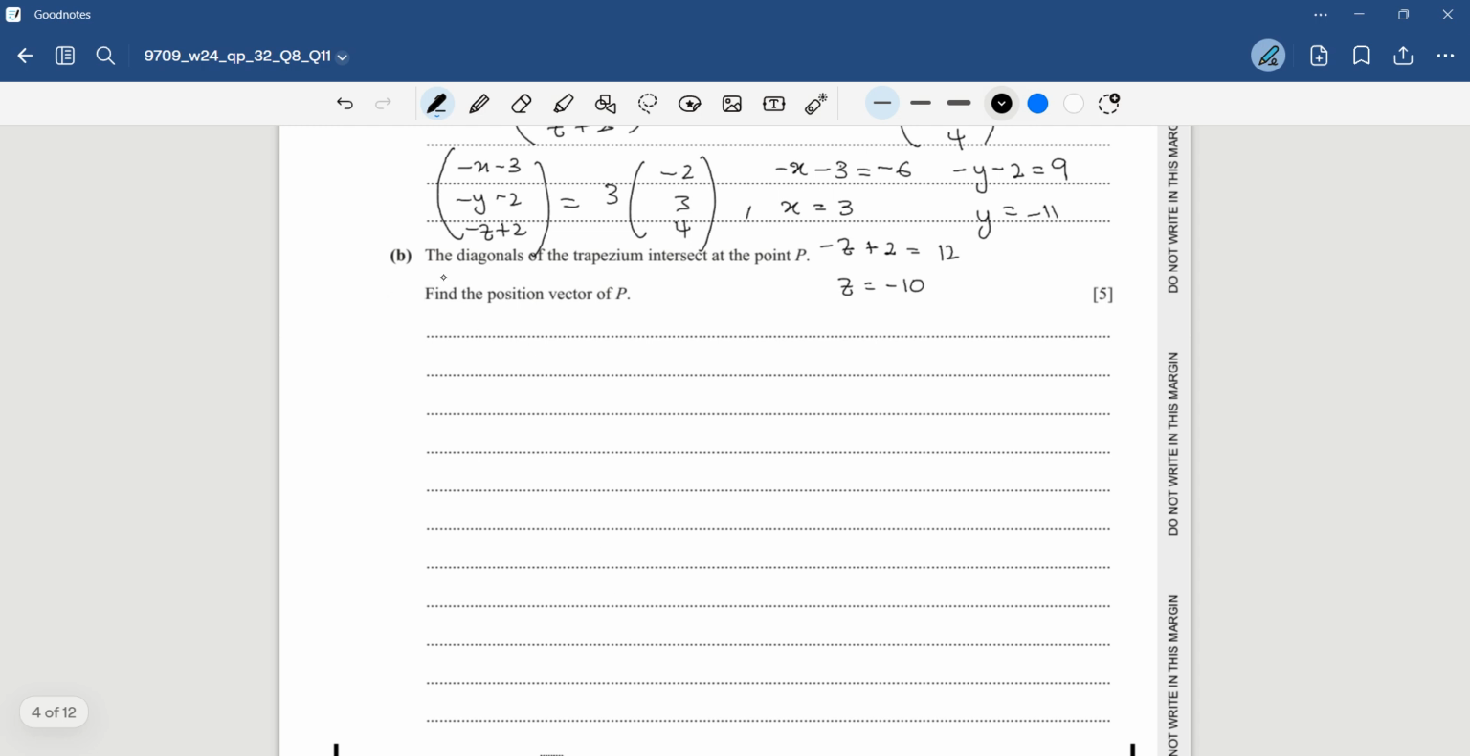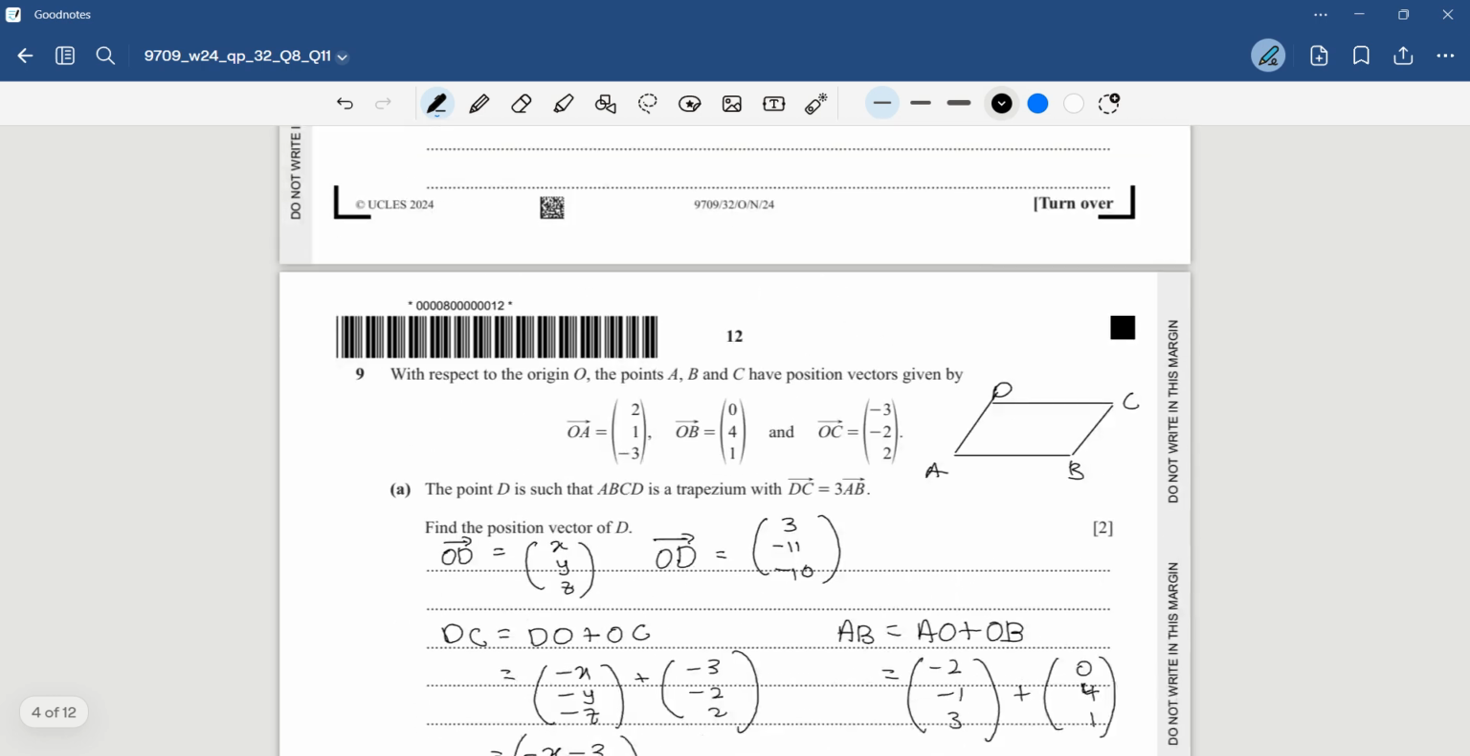Okay, the diagonals of the trapezium intersect at point P. Find the position vector of P. Since the question mentions the diagonals intersect, this will be my point P. What I'm going to do is find the equation of AC and then the equation of BD, and then I will find the intersection point.